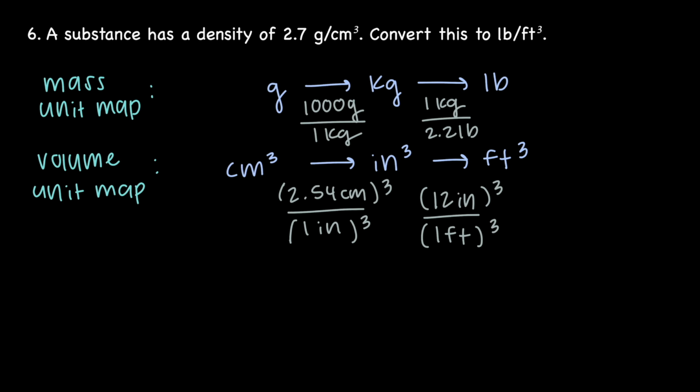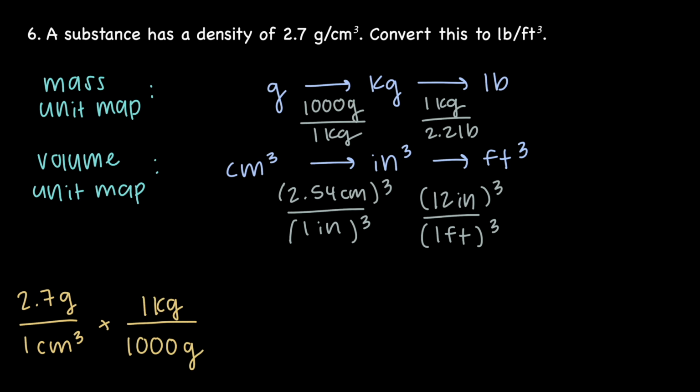Setting up the conversion, we start with 2.7 grams over 1 cubic centimeter. We could cancel out grams first or cubic centimeters first. Any order will be okay. I will start by canceling out grams first. In the next fraction, 1,000 grams goes on the bottom and 1 kilogram on top. In the next fraction, 1 kilogram goes on the bottom and 2.2 pounds on the top. Grams cancel out and kilograms cancel out, and we are left with pounds, the unit we need on the top.